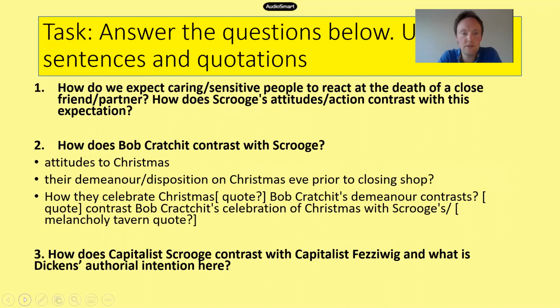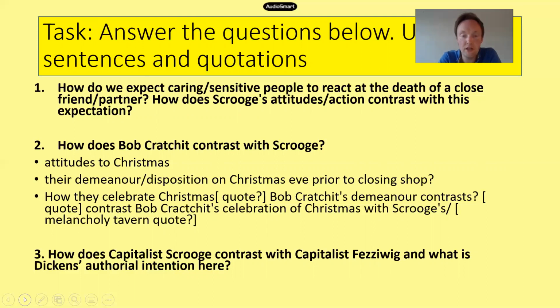A second task, a series of questions to answer. How do we expect sensitive people to react at the death of a close friend or partner? And how do Scrooge's attitudes contrast with that expectation? Write up an answer, use full sentences, use quotations. The same applies to the second question.